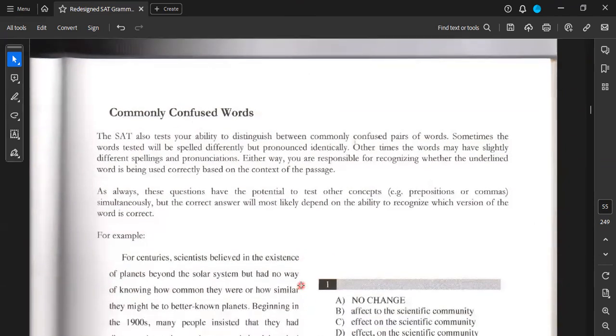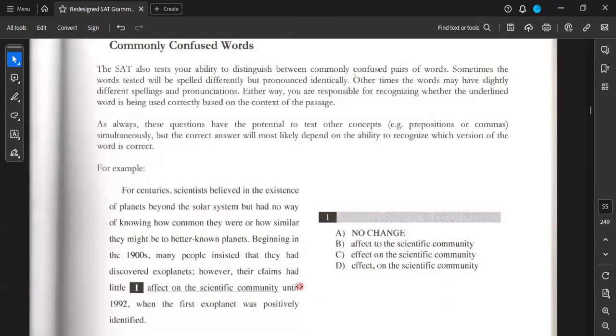All right, so here's an example, and I want to hear you guys' opinions. It says, for centuries, scientists believed in the existence of planets beyond the solar system, but had no way of knowing how common they were or how similar they might be to better known planets. Beginning in the 1900s, many people insisted that they had discovered exoplanets. However, their claims had little dash until 1992 when the first exoplanet was positively identified.